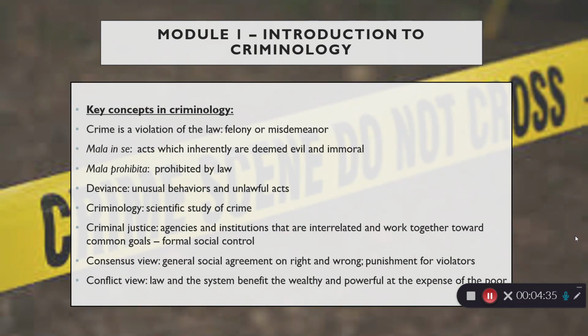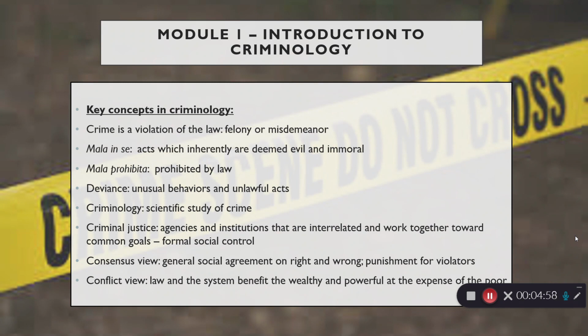Deviance is just a general term that's used to describe antisocial, unusual, or unlawful behavior. It's usually associated with juveniles. You hear that mostly associated with juveniles, like in antisocial behavior, juvenile delinquent, deviance, things of that nature. Drinking alcohol, staying in the park after dark, or maybe even committing a crime, things like that.